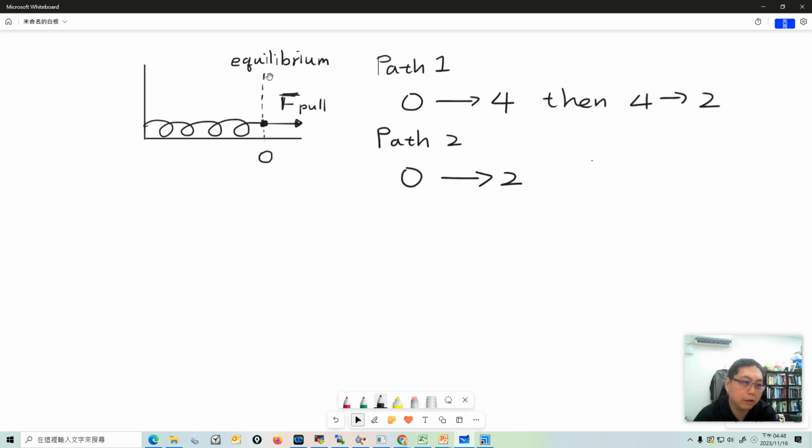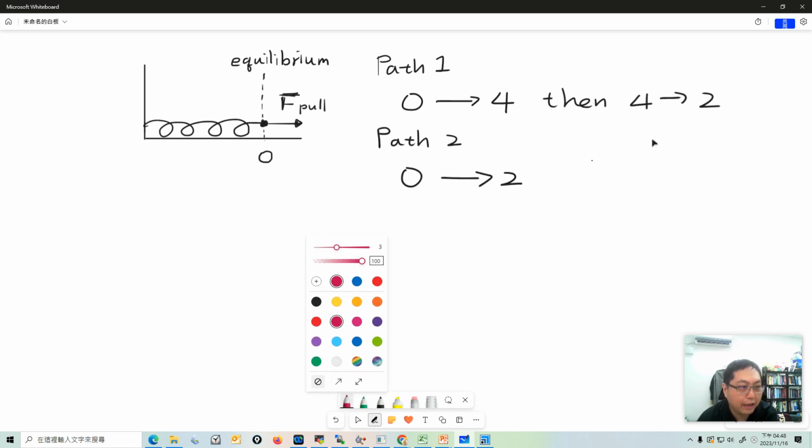You'll notice that for path one and path two, the initial position and final position are the same. The initial position is 0 and the final position is 2, but these are two different paths. If I'm clever enough, you already see the answer: they are pretty much the same, because the spring force is a conservative force. But we'll pretend we don't understand anything, and I pull the spring at constant velocity.